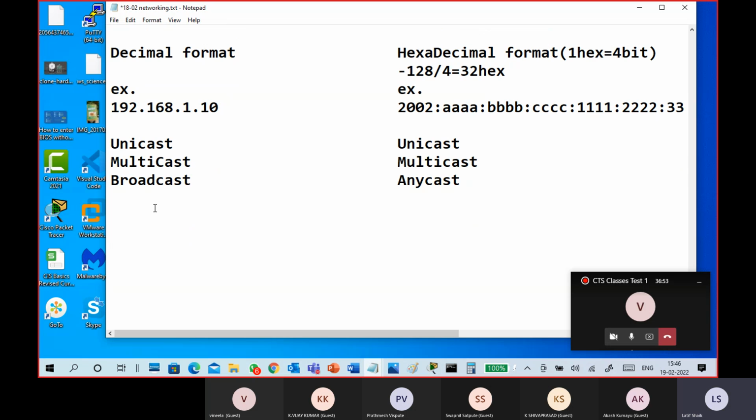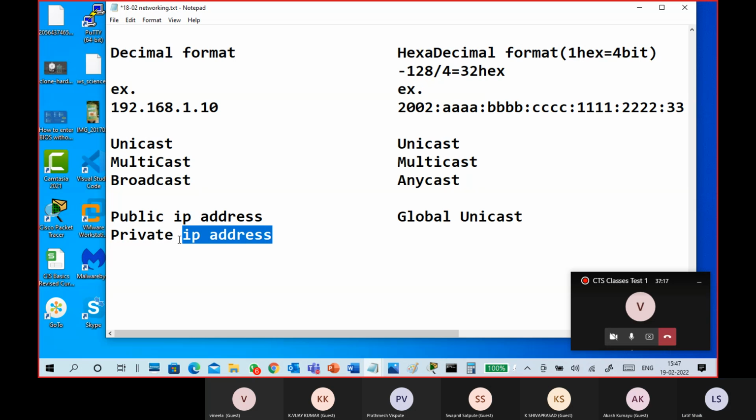So we have a public IP address, private IP address. In a public IP address, usually we call it a global unicast address. Global unicast address is a public IP address. Private IP is there. There are also some private IP addresses, but we don't discuss that here.